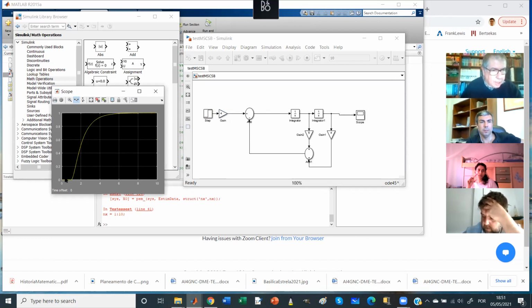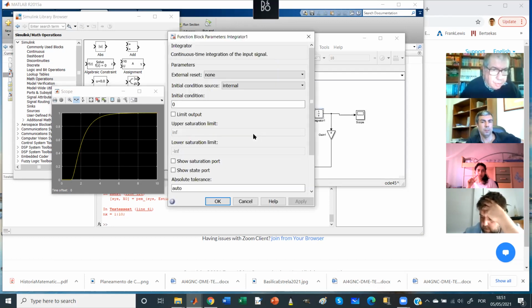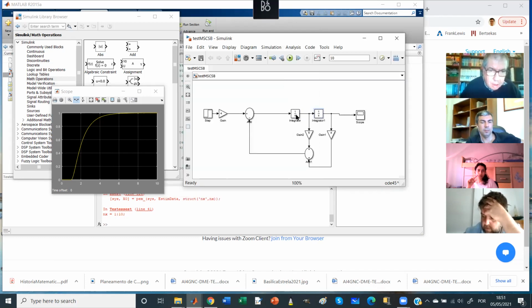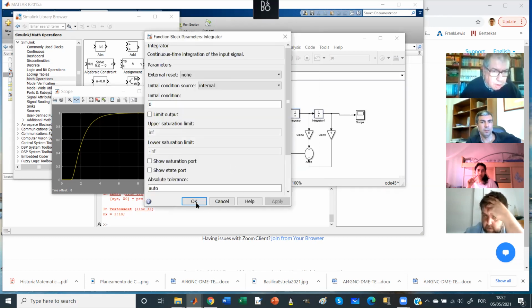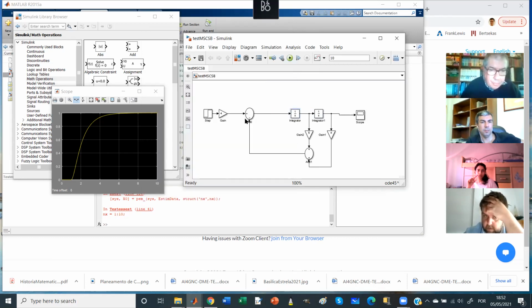And then now it goes to, this is a 0. There is something that I don't like. Maybe there is some initial condition. 0. 0. Okay, now it goes to 1 and it's stable. Okay. And you could change the specifications of your poles, for instance, to make it faster or slower in responding.